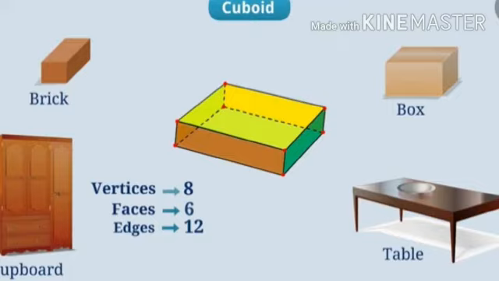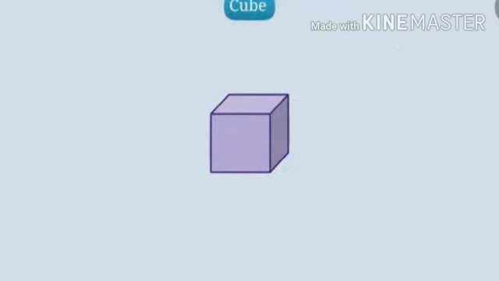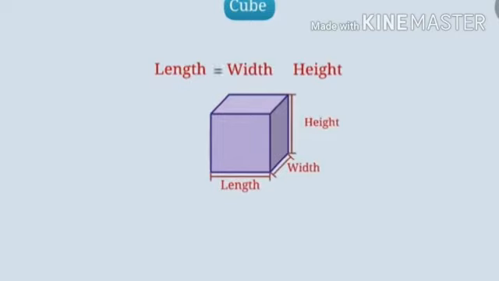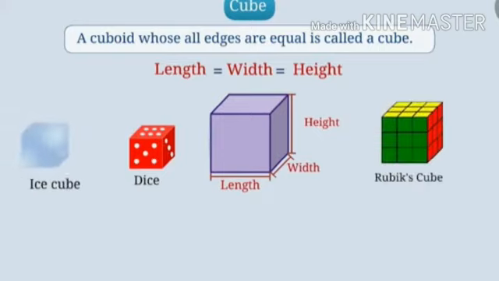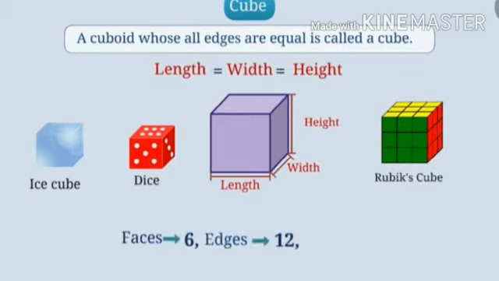Now let's see what a cube is. If the length, width and height of a cuboid are equal, we get a cube. That is, a cuboid with all its sides equal is called a cube. For example, you must have used a dice to play. This is a cube. Similarly, we can see that Rubik's cube, ice cube, etc. are of cube shape. Like the cuboid, the cube has 6 faces, 12 edges and 8 vertices.